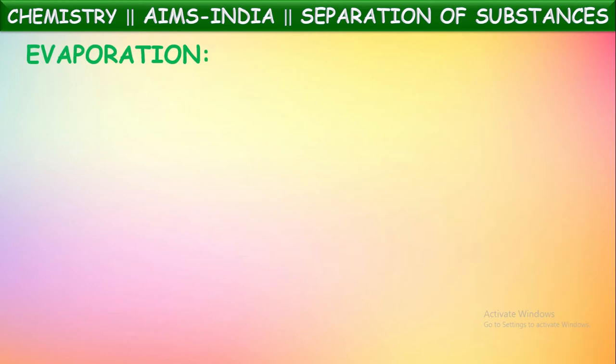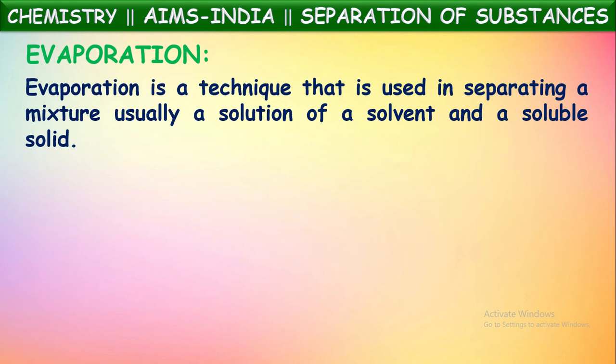Next, one more technique, evaporation. Evaporation is a technique used in separating a mixture, usually a solution of a solvent and a soluble solid. In the earlier technique, we saw the separation of a liquid and an insoluble solid. Then we can use the filtration technique. That insoluble solid substance will remain in the filter paper and pure liquid will come down. For example, tea decoction or coffee decoction.